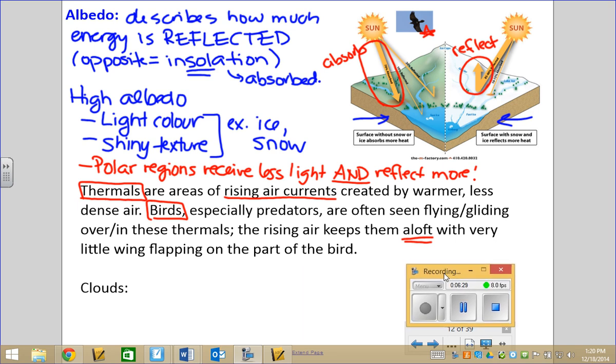Now, would anybody like to ask any questions about the word albedo, perhaps, or about what's happening with these birds?